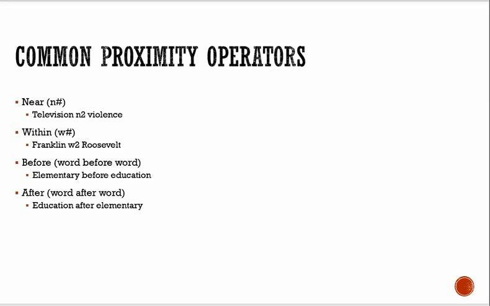Depending on the database, you can use the near or within proximity operators to tell the database to look for your 2 search terms near each other within a certain number of words. For example, television within 2 violence would look for the word violence within 2 words of the word television.